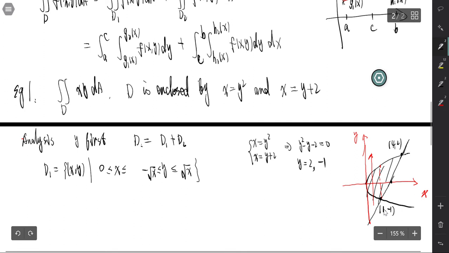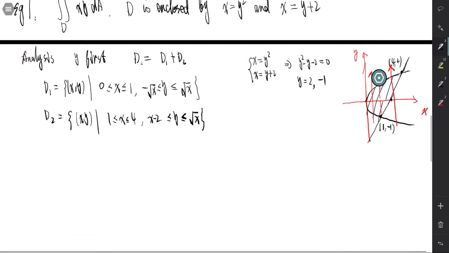So x is from 0 to 1, that's D1, and D2 is x, y, as x from 1 to 4, and y as below, that is x minus 2. The lower limit, we draw a graph, draw an arrow. The lower limit is x equals y plus 2, that is y equals x minus 2. And the upper limit is the parabola, so less than square root x. If we integrate y first, we have to divide the region in two regions.